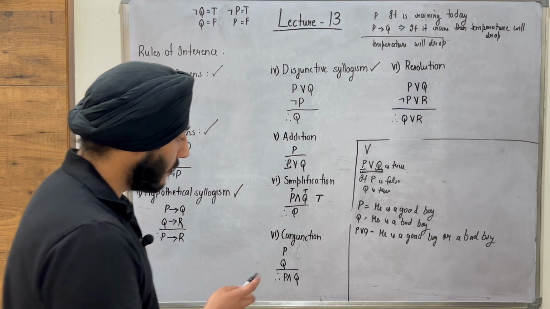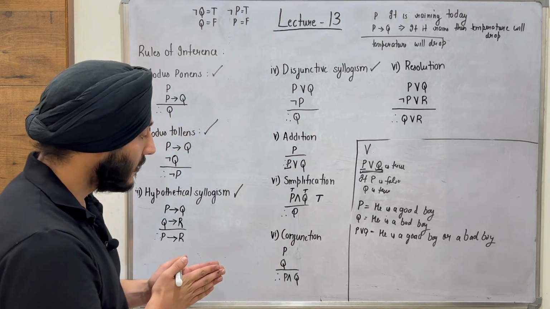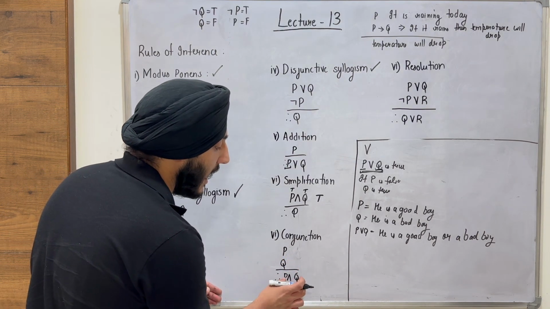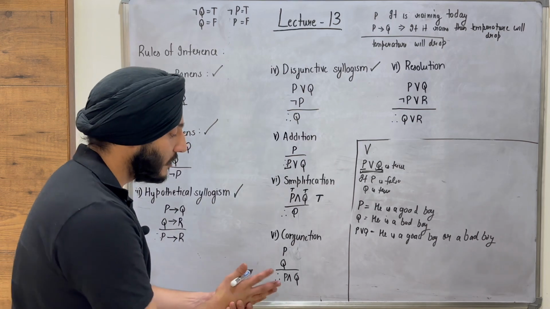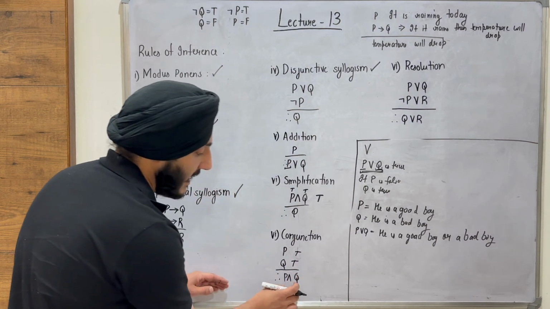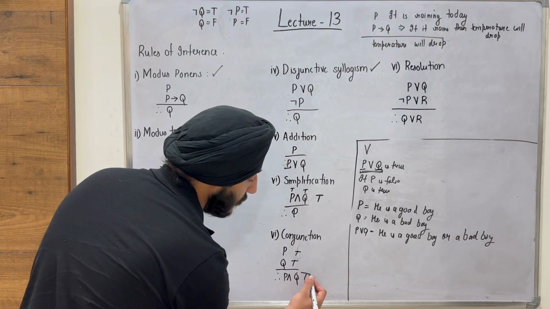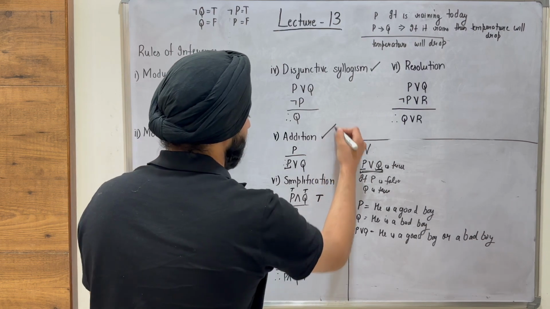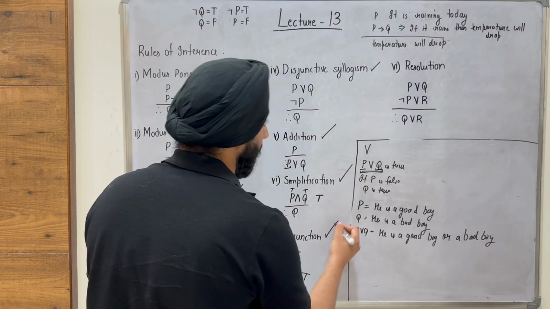Okay, now let's try to understand the conjunction. I'm saying if P is true and Q is also true, then P and Q should also be true. I think this one should be very easy to understand. If P is true, Q is true, then I can combine both of them and the and value should also be true, right? Just a basic thing to understand. So we have covered addition, simplification, and conjunction.